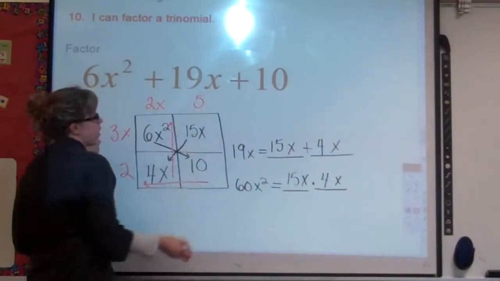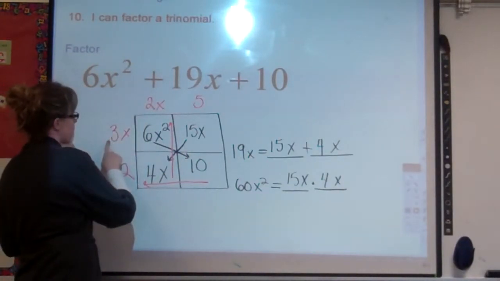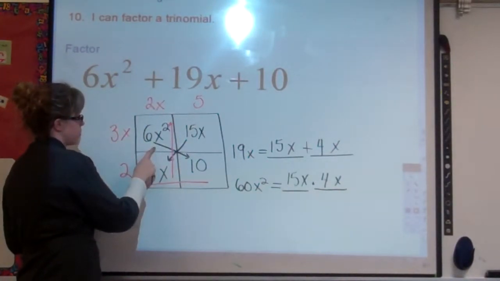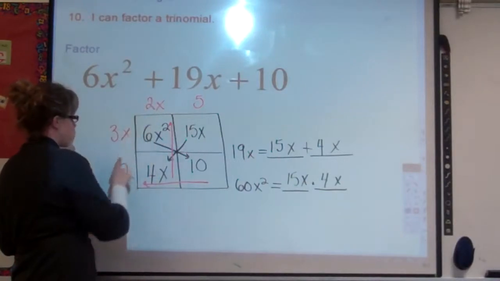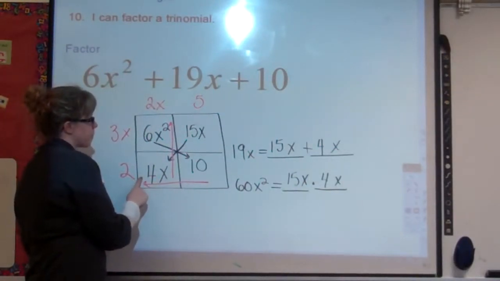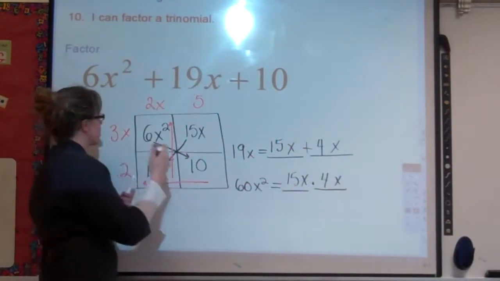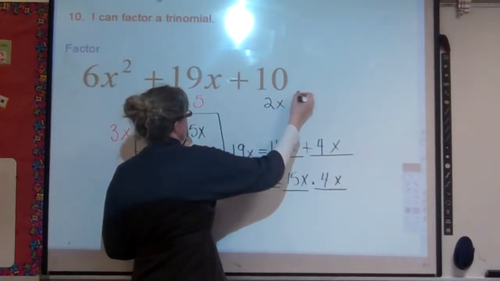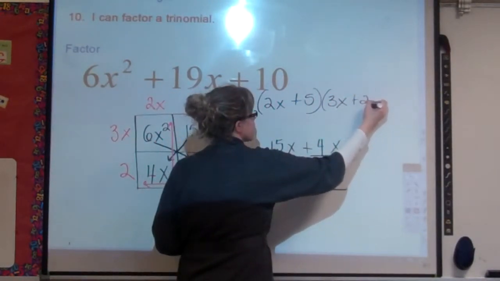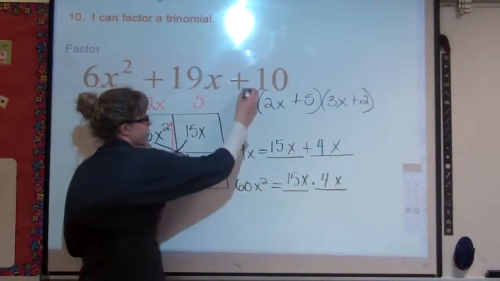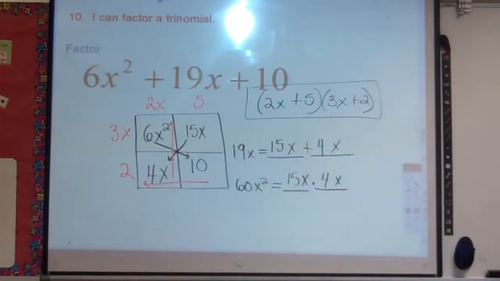It's 5. Now when I look at this problem, I double check before I write down my answer. Does 3x times 2x give you 6x squared? Yes. Does 5 times 3x give you 15x? Yes. 2 times 2x, is that 4x? Yes. And does 5 times 2 equal 10? Yes. So my final answer is 2x plus 5 and 3x plus 2. And those are my factors. Let's try one more example.